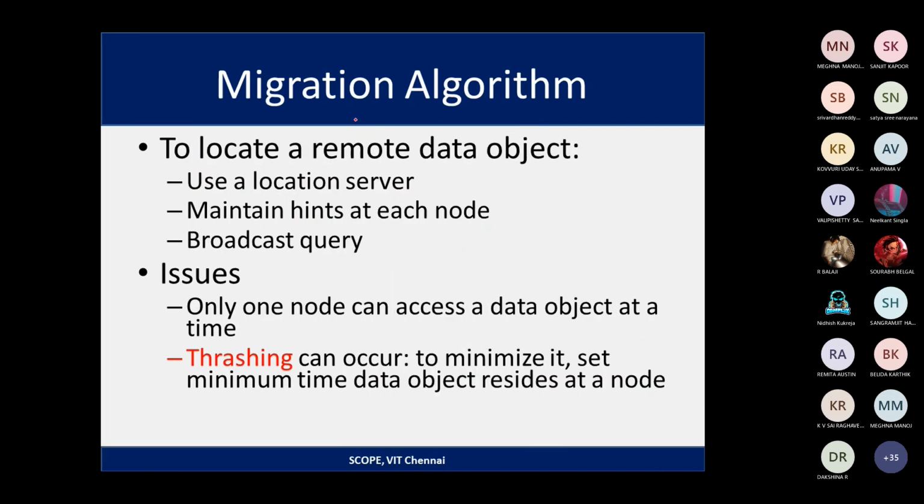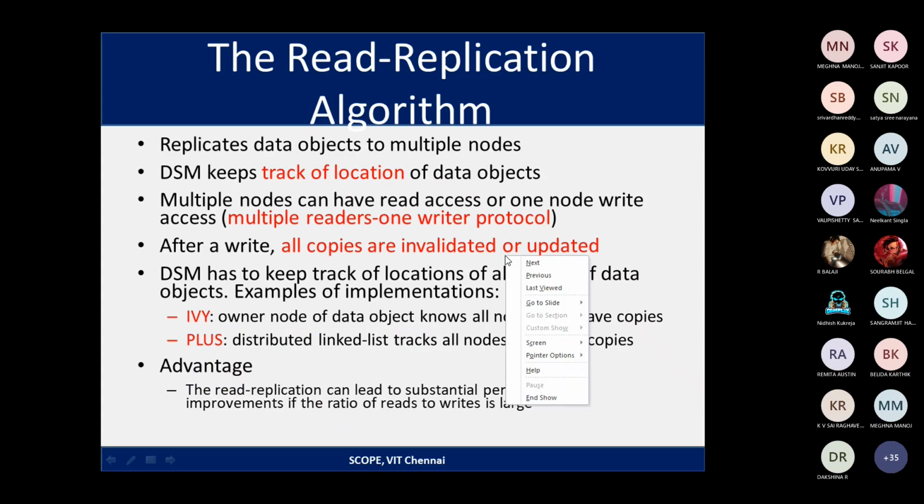To locate the remote data object, we will use a location server, hints will be maintained at each node, and then we can broadcast the query. The issues we will face here are that only one node can access a data object, and thrashing can occur. To minimize it, we will set a minimum time the data objects will reside at each node. The next algorithm is the read replication algorithm.